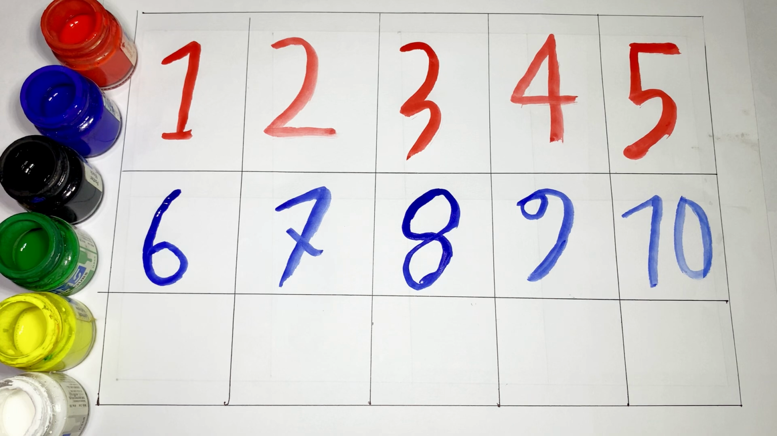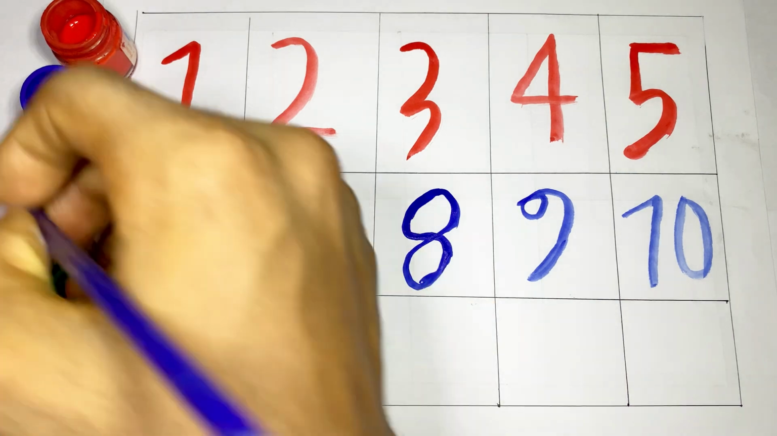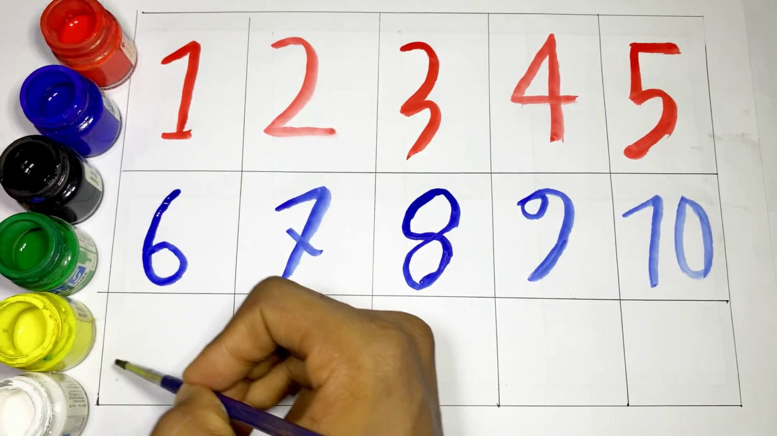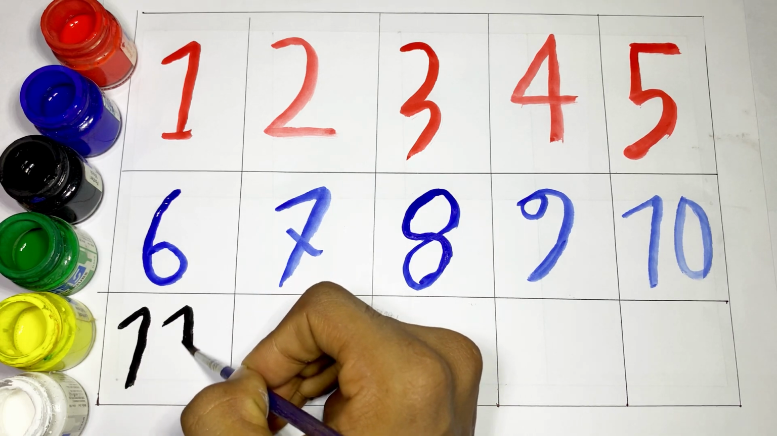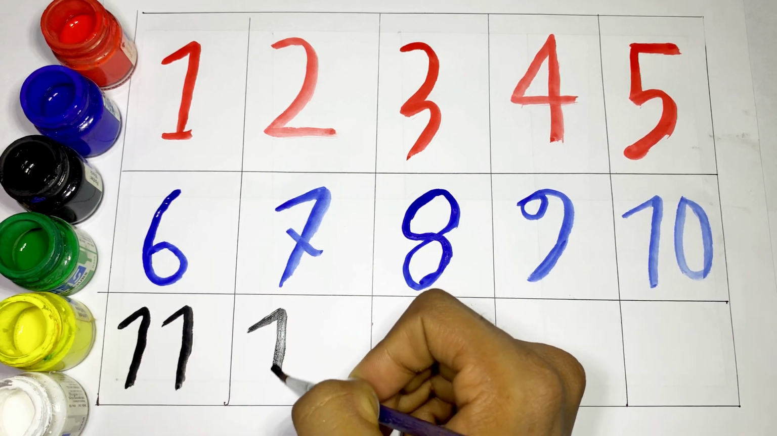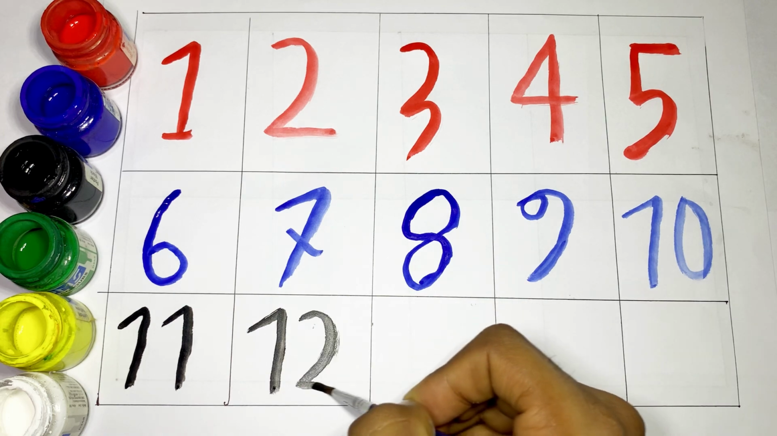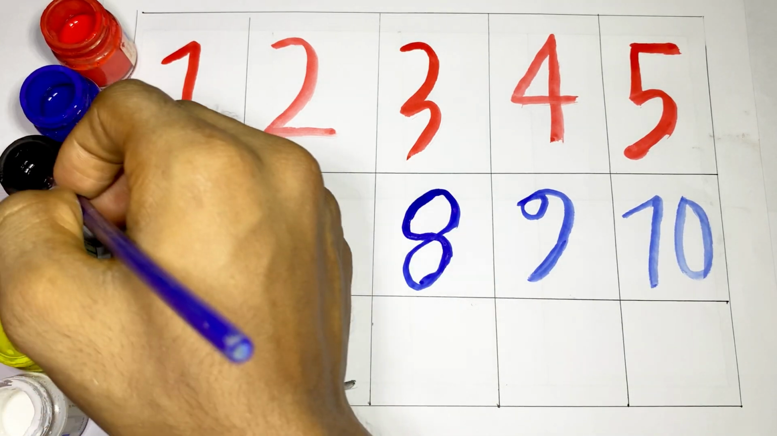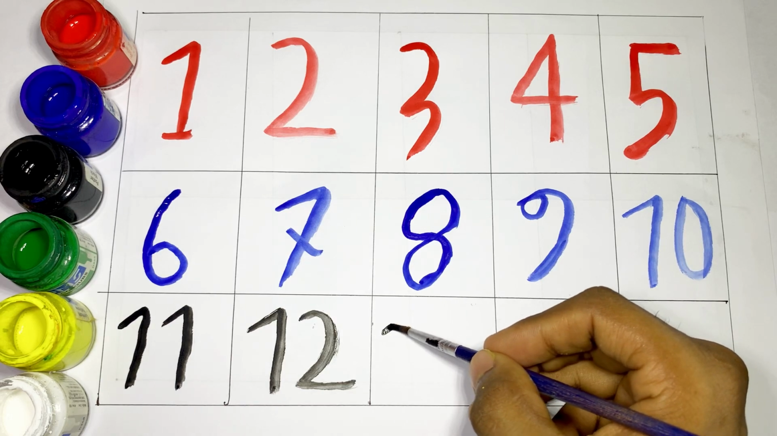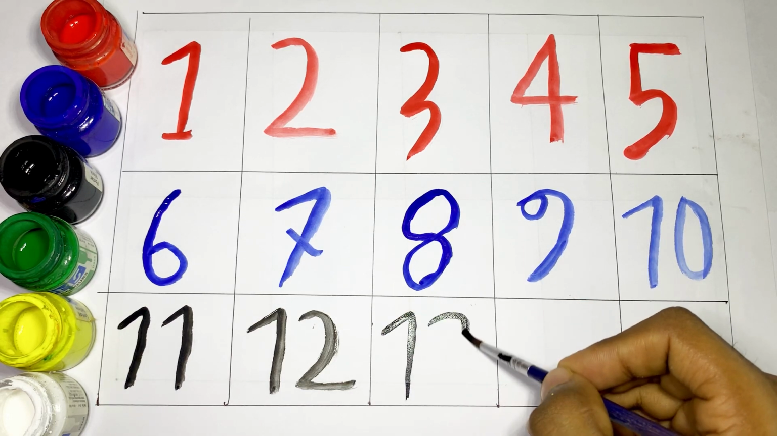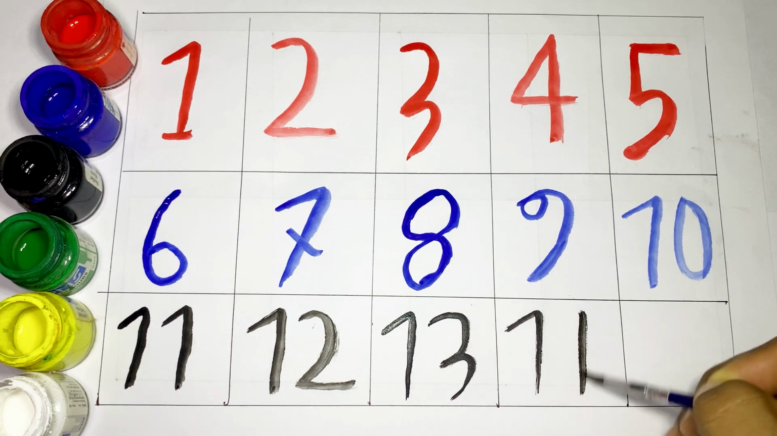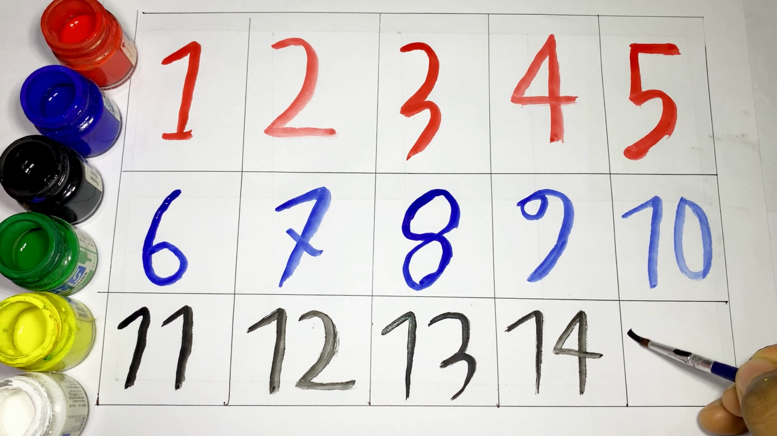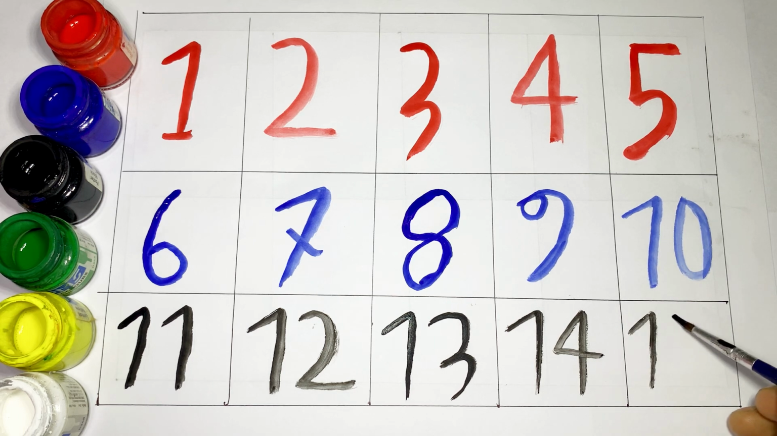Kids, now 11, the number 11, and use black color. 12, the number 12. Kids, again use black color and draw 13, the number 13. 14, the number 14. 15, the last number, 15.